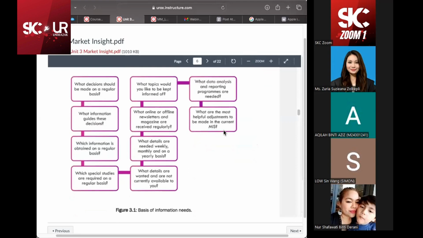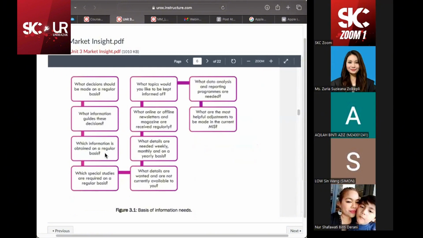So the basis of information needs in MIS is, the first thing is what decisions should be made on a regular basis, right? And then what information guided these decisions. From the information that we get, like I've mentioned just now, it can influence our next product offering. And then which information is obtained on a regular basis.